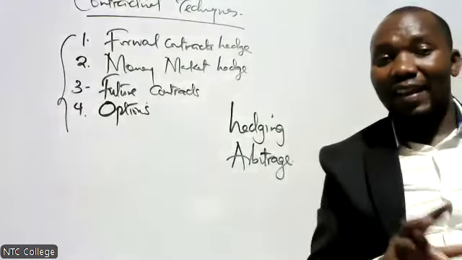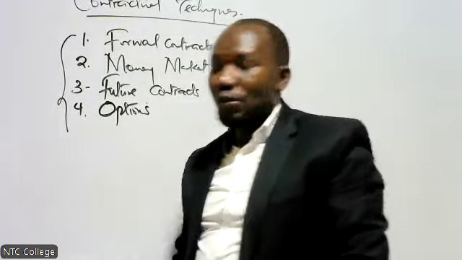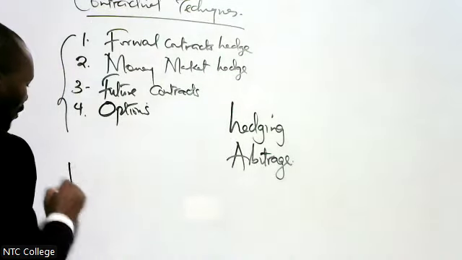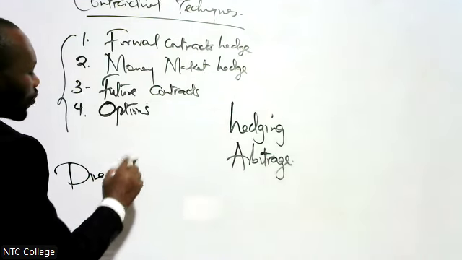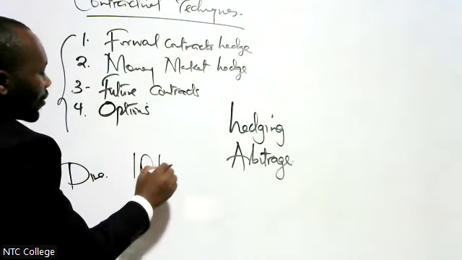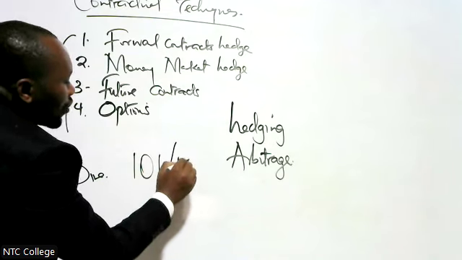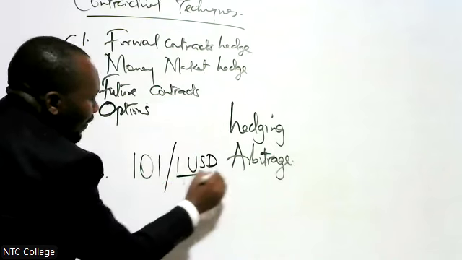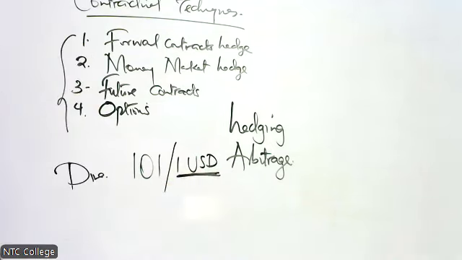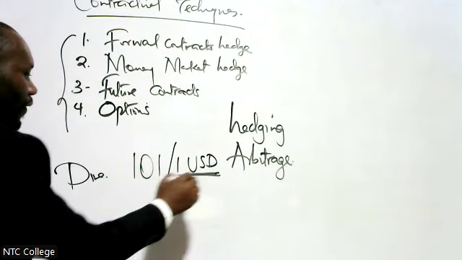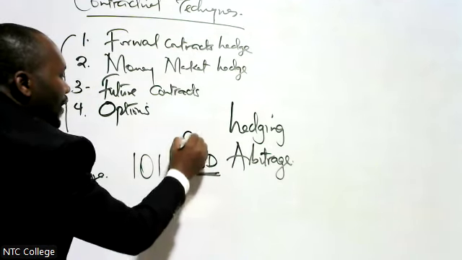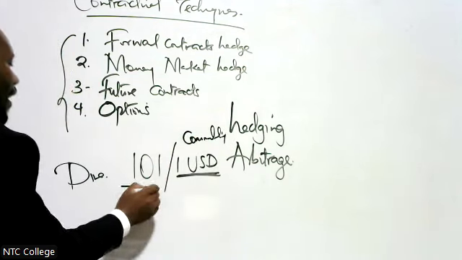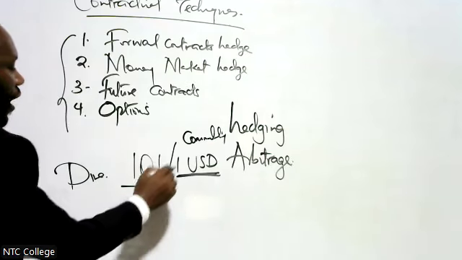Now, I know I'll repeat there, but I wanted to bring some sense to you. In our previous class, we said that in a direct quote, you are given the amount of home currency that is required to buy 1 unit of foreign currency. So you are buying the foreign currency. The foreign currency becomes the commodity that you can buy or sell. So you need 101 Kenyan shillings to buy $1 US.